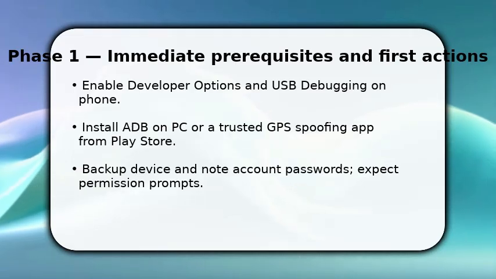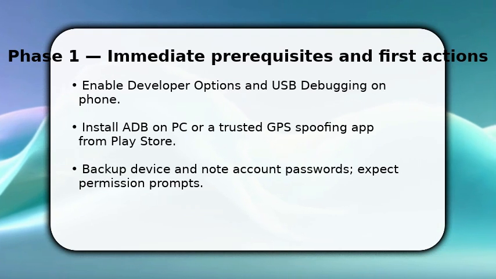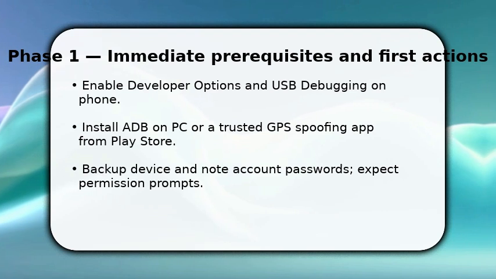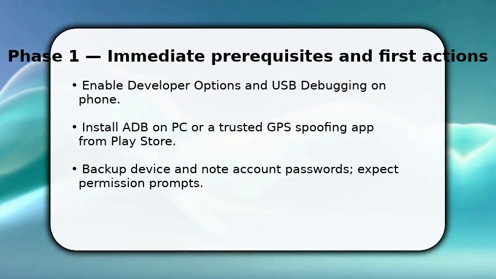You will begin on Android by enabling developer options and USB debugging. This is required to send location commands. Once done, connect the phone to your PC or install a reputable GPS spoofing app.